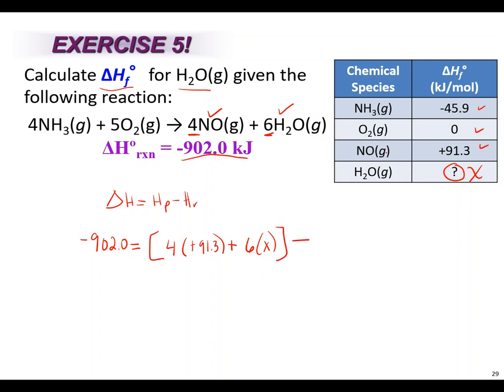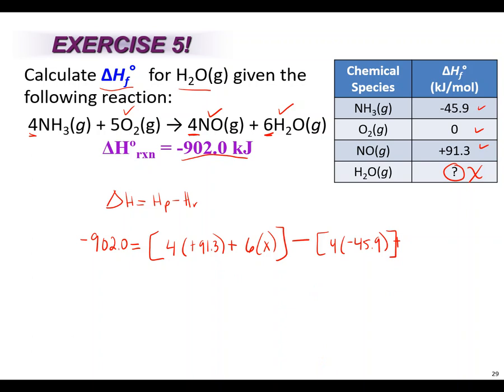Then I subtract out my reactants. First reactant is ammonia. 4 times my ammonia, which is negative 45.9. Plus, oh wait, that's elemental oxygen, which is 0, so I really don't have to incorporate that in. I can just leave that part out. Now I have to do the algebra math and find out what X is.